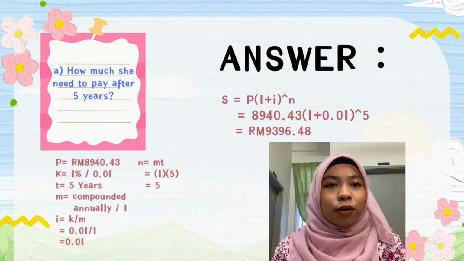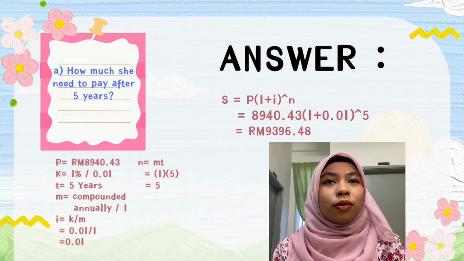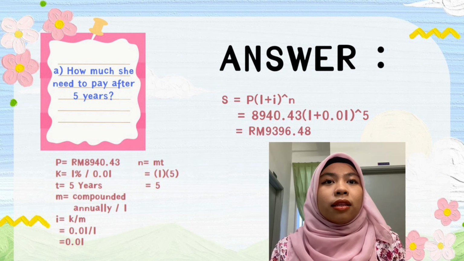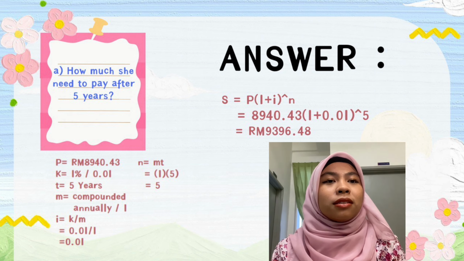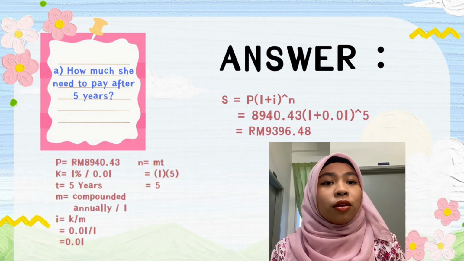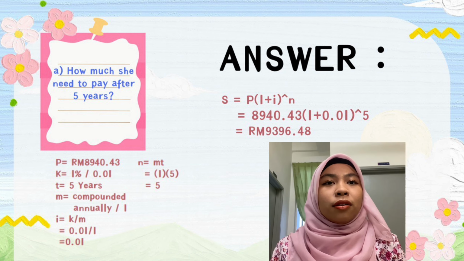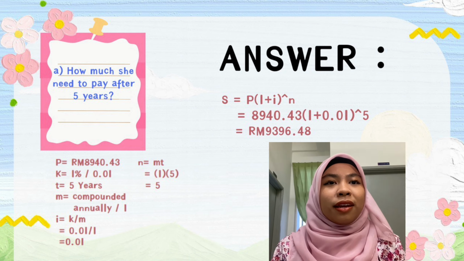So the formula we are going to use is S equals P in bracket 1 plus I to the power of N. So we fill in the numbers: 8,940.43 in bracket 1 plus 0.01 to the power of 5. So the answer is 9,396 ringgit and 48 cents.